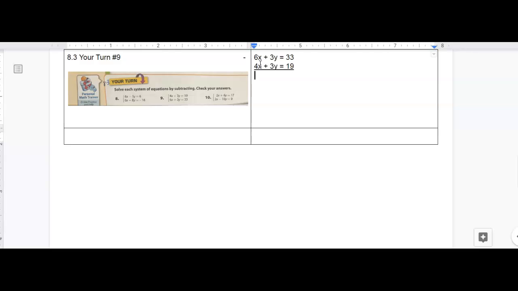6x minus 4x, that gives me 2x. When I subtract 3y minus 3y, that's going to give me 0. And then equals 33 minus 19, let me see, that is 14.